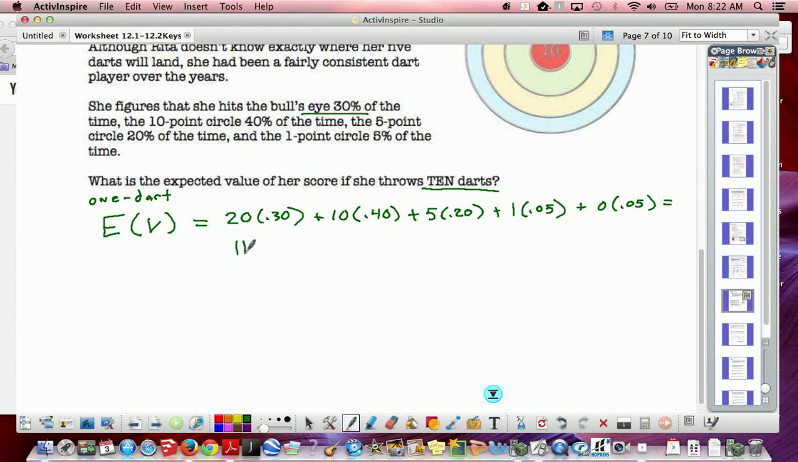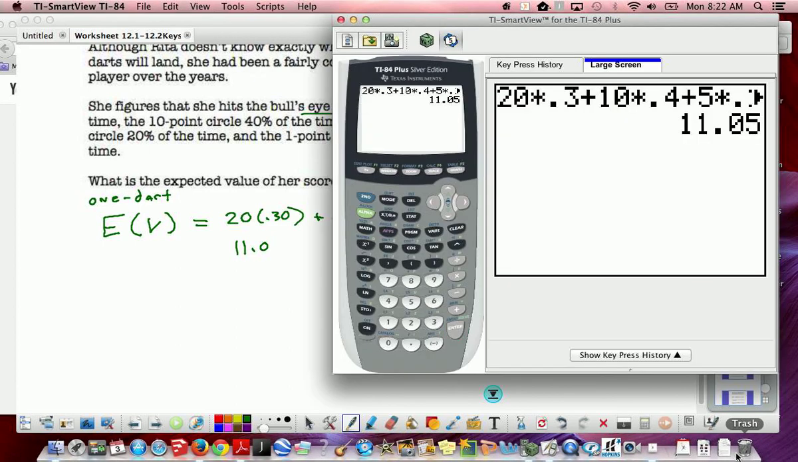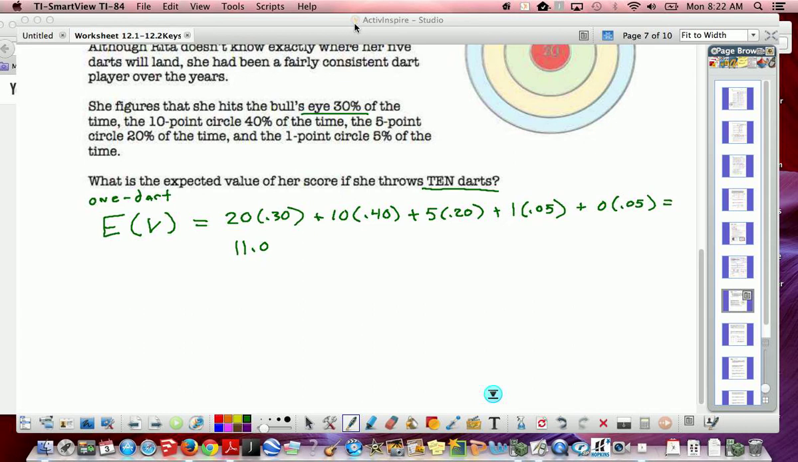So this would be 11.0, was it 11? I apologize. You gotta go back, it was 11.05. Just want to make sure I write that. So she gets 11.05 points on average per one dart thrown.